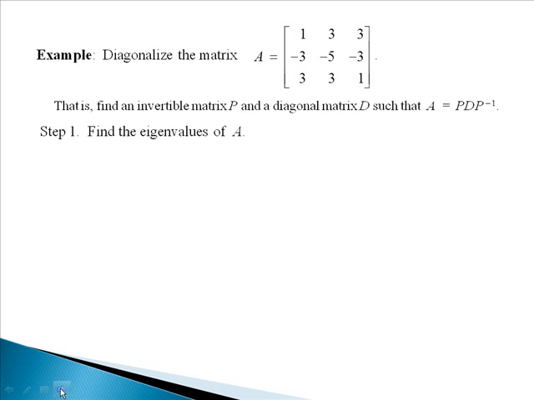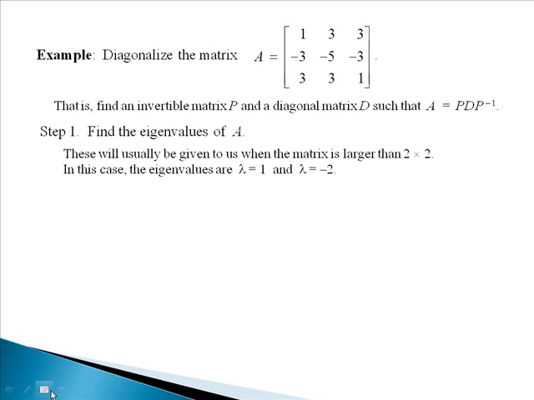So step 1, we need to find the eigenvalues of A. These will usually be given to us when the matrix is larger than a 2 by 2. We learned how to find those for a 2 by 2 matrix. However, there's a lot more calculation involved for a larger matrix, so we'll typically be given those. So in this case, the eigenvalues are lambda equals 1 and lambda equals -2.